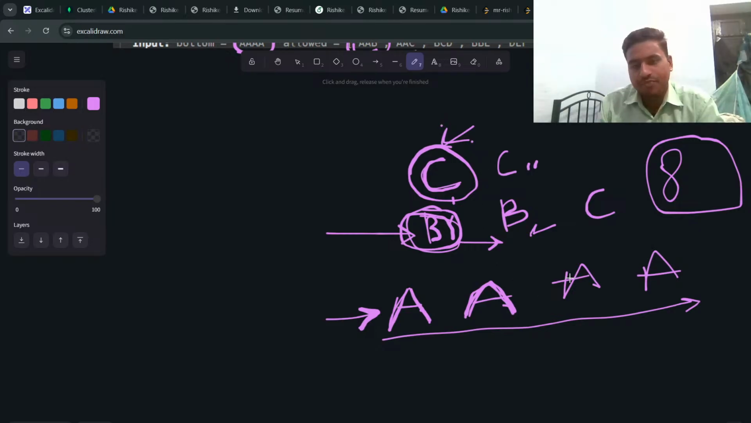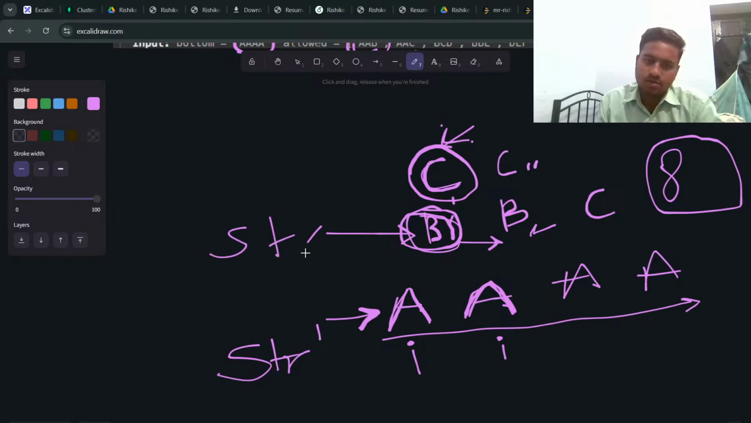And for A, what you can do is, this is the index I. So I is here, and then let's make two strings, str1 and str2, and make a loop on this.